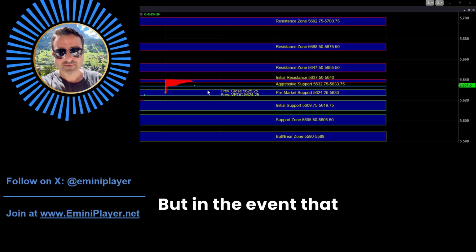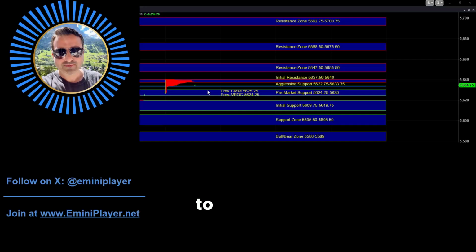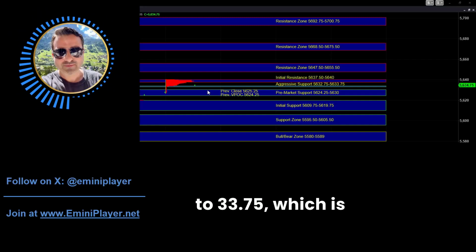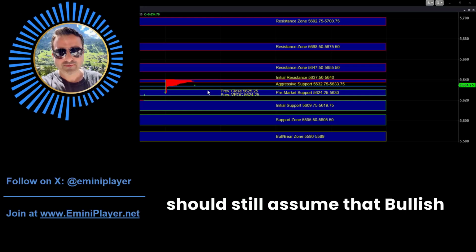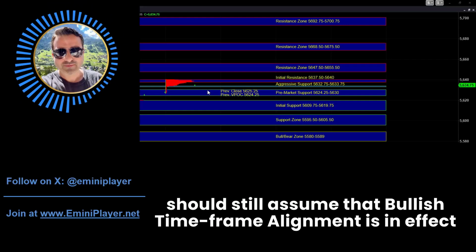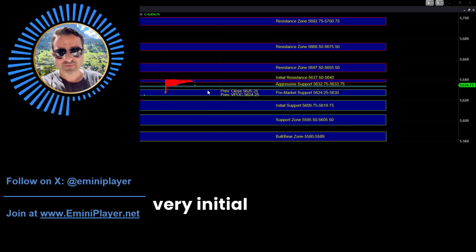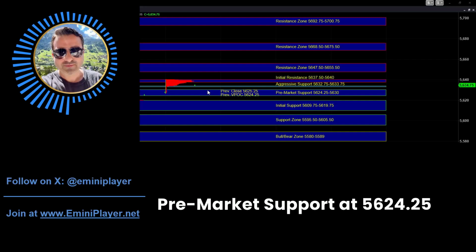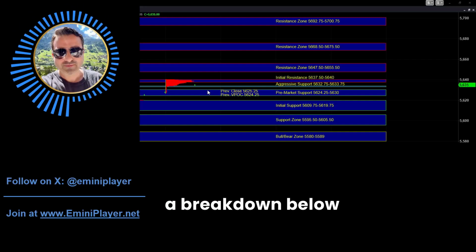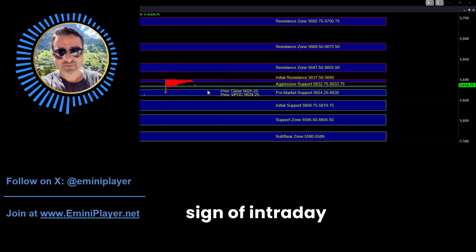But in the event that ES is holding above 56.3275 to 33.75, which is today's aggressive support zone, we should still assume that bullish time frame alignment is in effect. And a break below the aggressive support would be the very initial warning sign. And then below that, we have pre-market support at 56.24 quarter to 30, and a breakdown below pre-market support would be the first notable sign of intraday weakness.